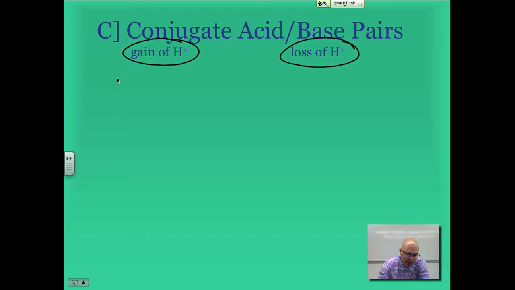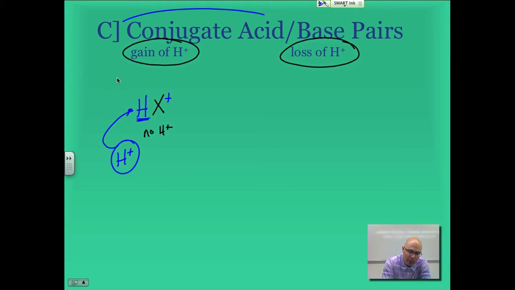All right? If we have, let's just say, X, whatever that might be, and it doesn't have an H, no H plus ion, so it's not an acid yet. If a hydrogen ion gets donated and it now has the H on it, it becomes HX, then this would be called a conjugate acid, the HX.